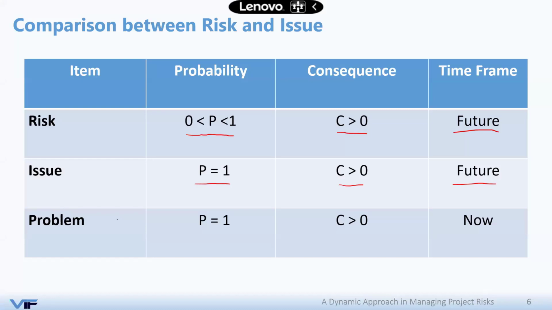Some organizations, by the way, use a third terminology here, which is a problem. A problem is the same as an issue. The only difference is that if it exists, it happened already, and we are seeing the effect of the risk, then this becomes a problem because the time frame is happening now. However, an issue sometimes might refer to something that did not happen yet, but for sure it will happen, such as a supplier or vendor emailing us, telling us that we will not be able to meet a certain deadline. We are sure that this will happen, but it did not happen yet. So this is the difference between an issue and a problem.